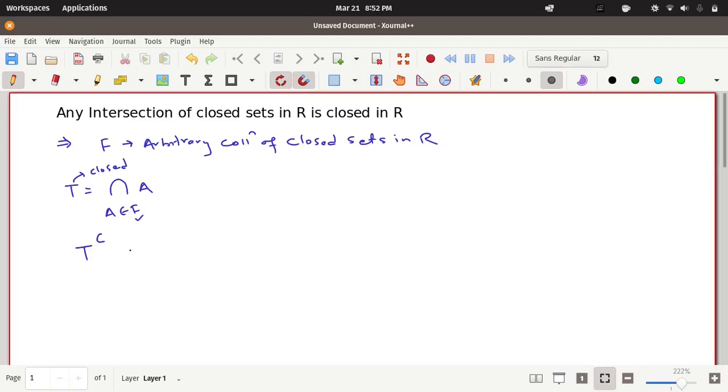So for this T complement, we have the intersection of A, where A belongs to F, and we are going to find its complement. Here we can apply De Morgan's law. By De Morgan's law, this arbitrary intersection of A can be written as the union over A belongs to F of each A complement.